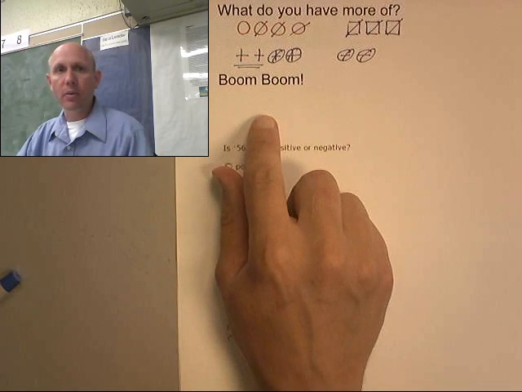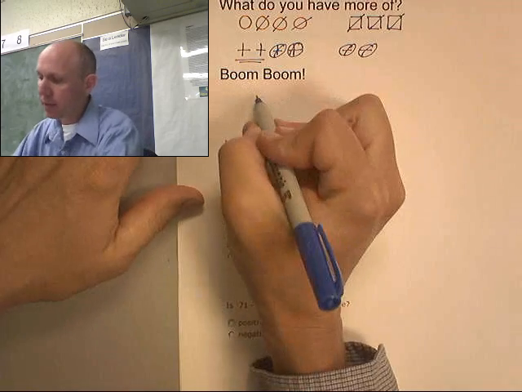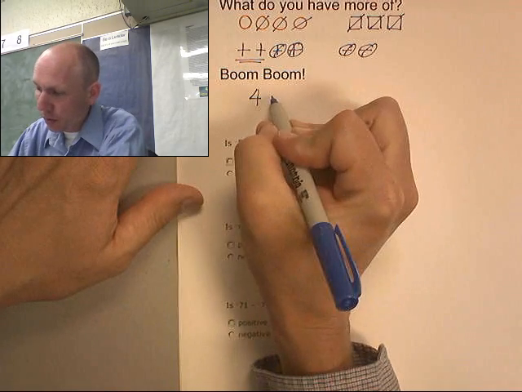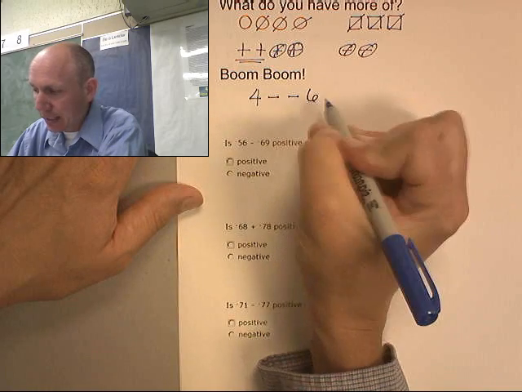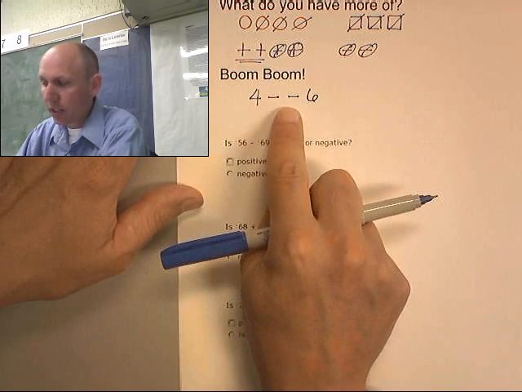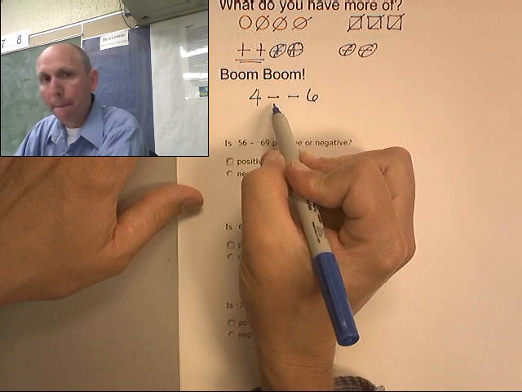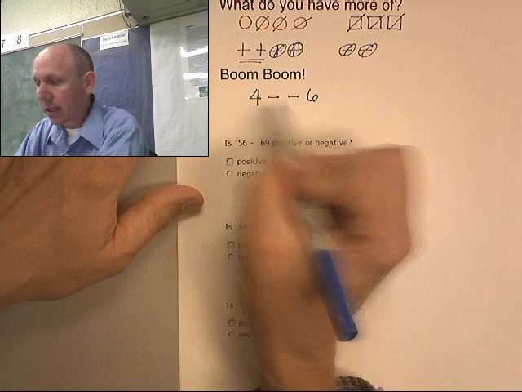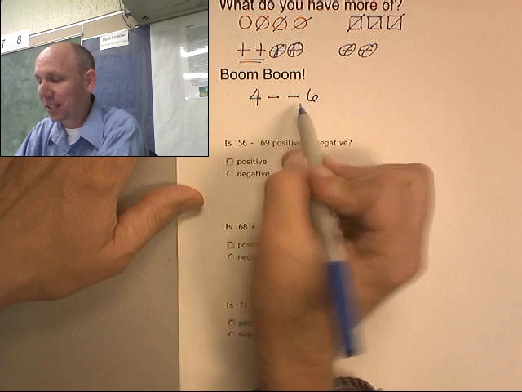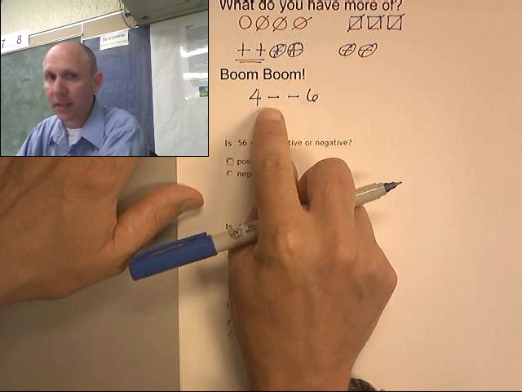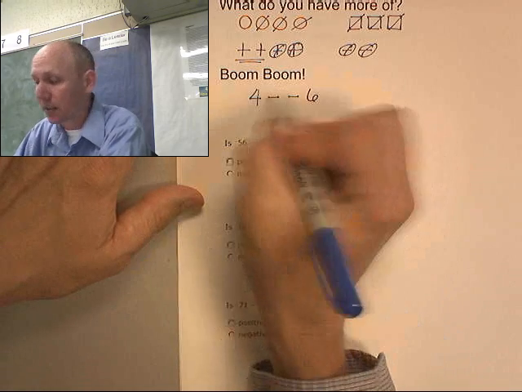And the other idea we need to deal with here is the idea of the boom boom. It's the idea of 2 negatives in a row. If I have something that looks like this, 4 minus negative 6. When I see 2 negatives in a row, this is actually saying 4 plus the opposite of negative 6. What is the opposite of negative 6? The opposite of negative 6 is a positive 6.